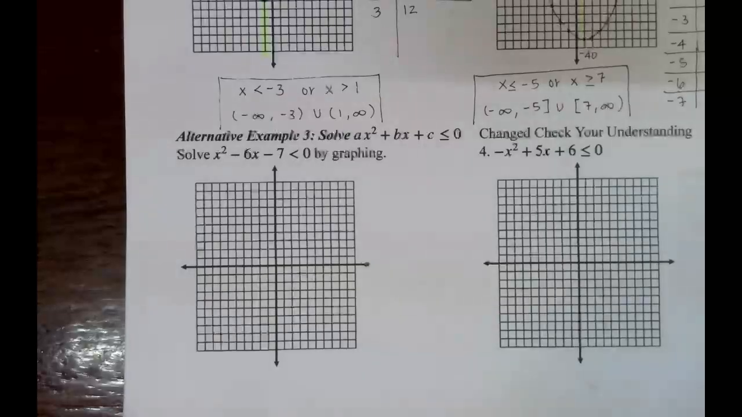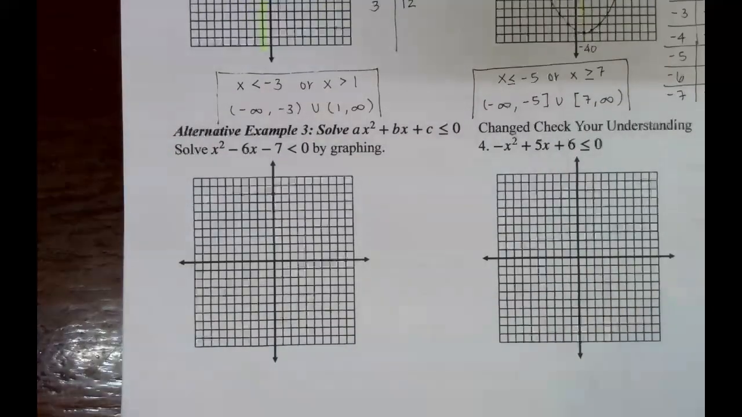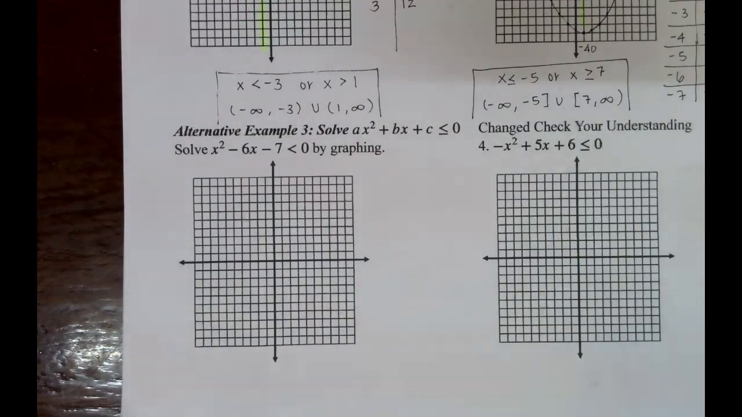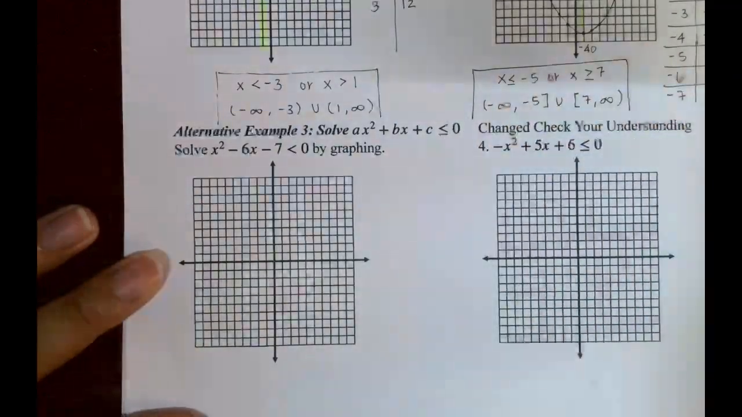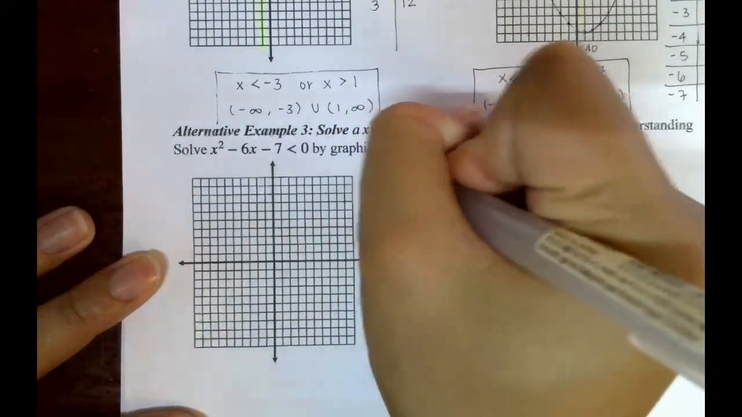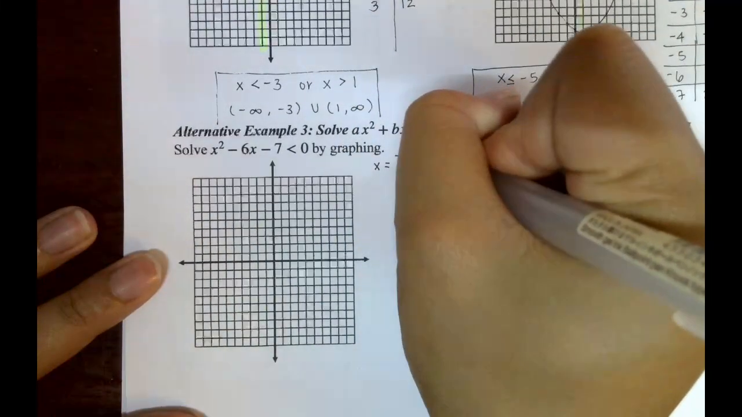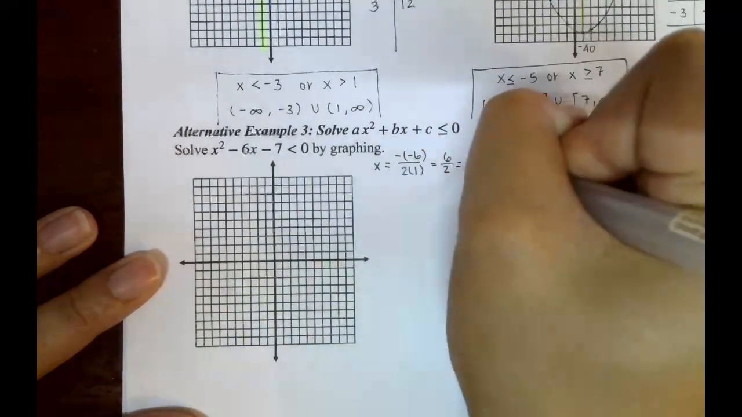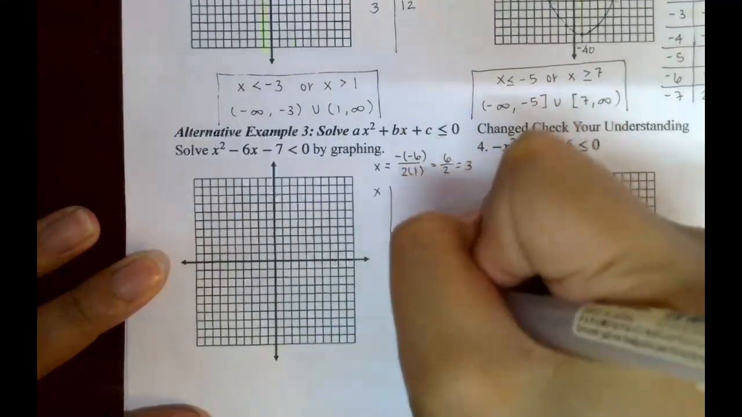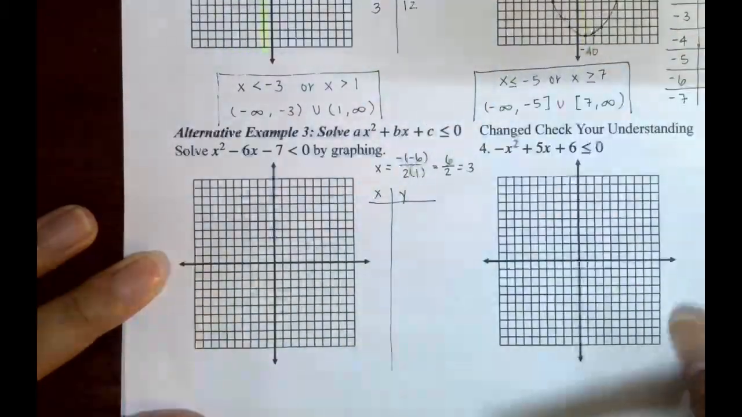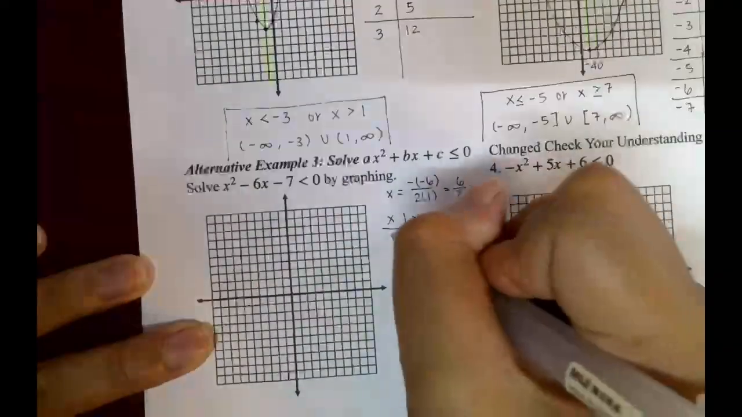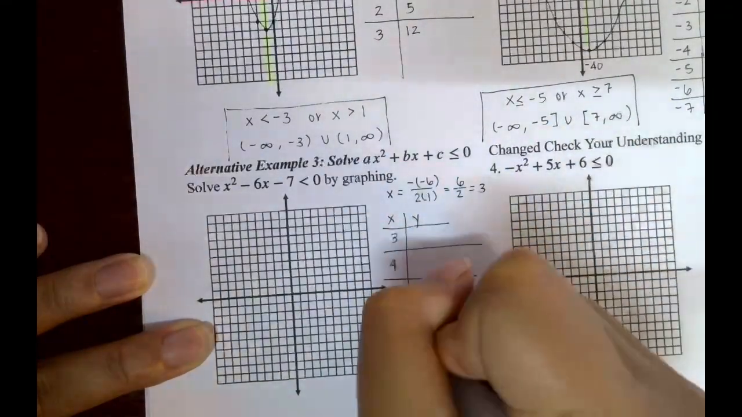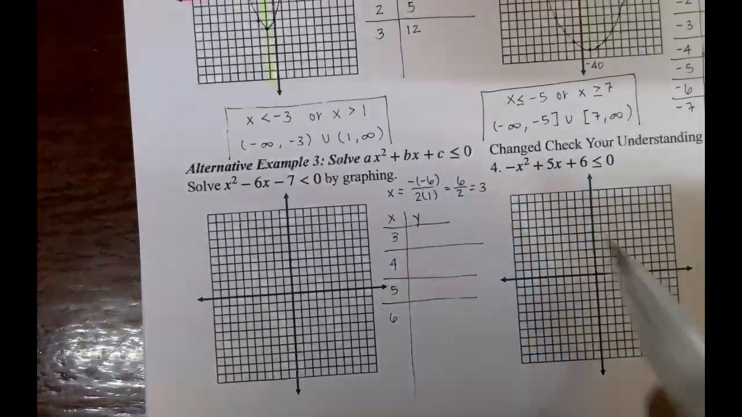It's going to be an alternative to example 3. So I changed the question a little to be x squared minus 6x minus 7 is less than 0. Okay, so again, I'm going to start with my axis of symmetry. So x equals negative b over 2 times a, so negative 6 over 2 times a. That would be 6 over 2, which is 3. So then let's plug stuff in. So it's going to be 3, 4, 5, 6. And then we'll see how many we can fit.